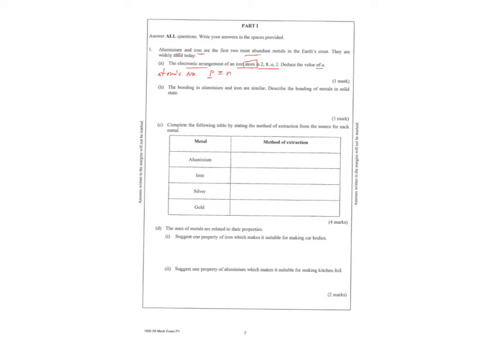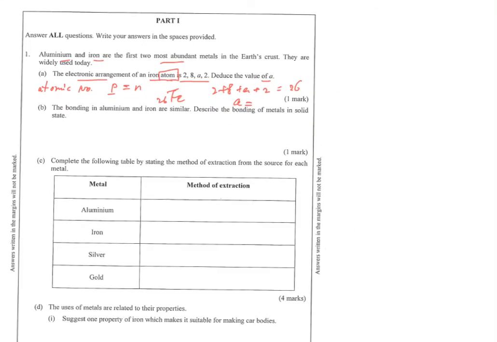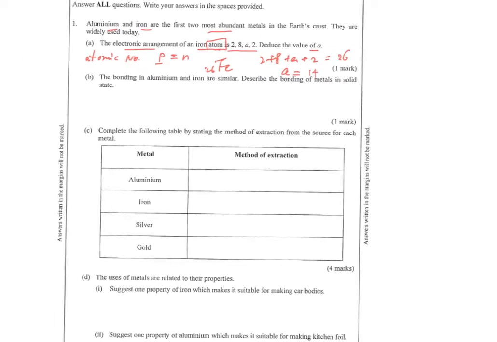So the atomic number for iron, you can check the periodic table. That is number 26, Fe. 26 protons means 26 electrons. So now we just use 2 plus 8 plus A plus 2, then add all together equal to 26. So you can deduce A is actually equal to 14, right?